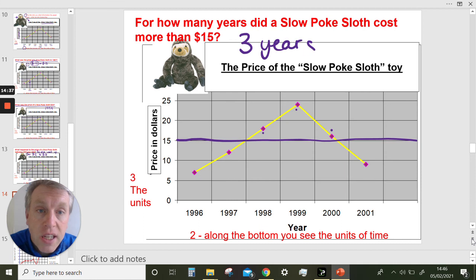How many years did a slowpoke sloth cost more than $15? For 3 years. It must have been a very popular toy then, because it's quite expensive. But then it got less expensive. I wonder why. Maybe it got less popular.